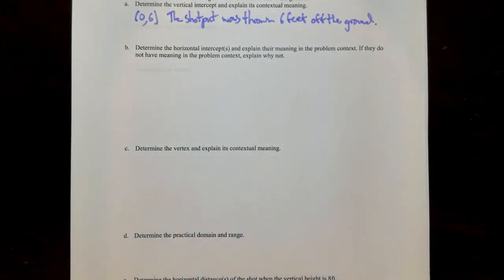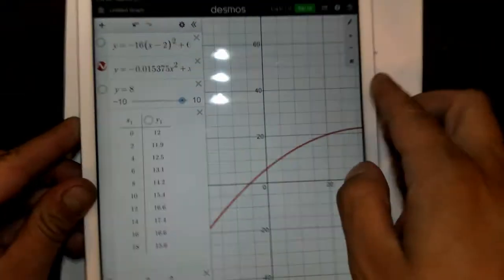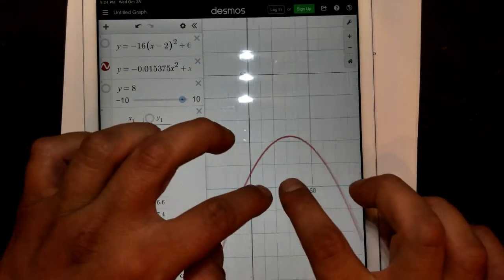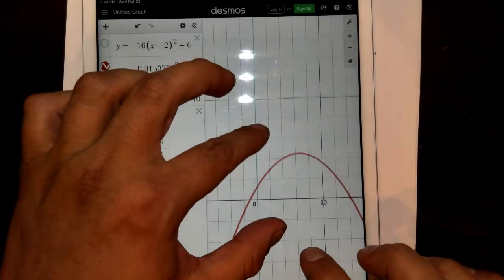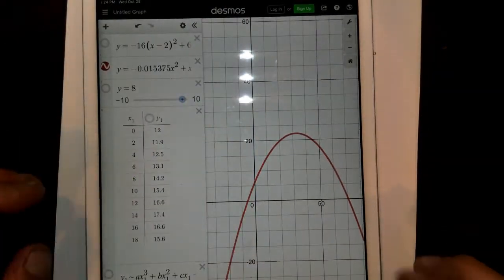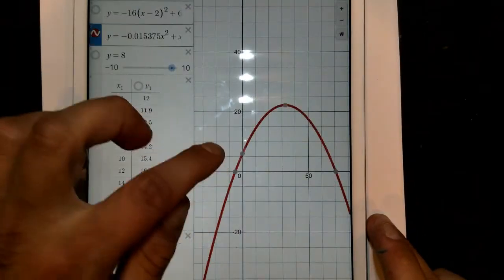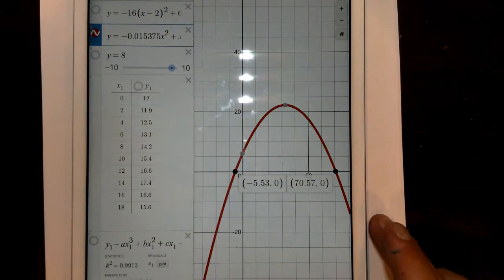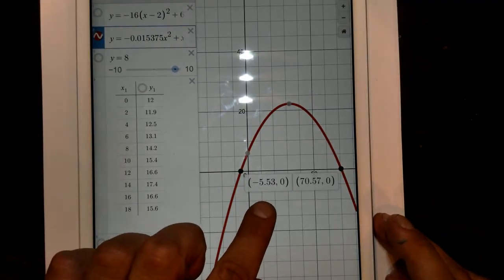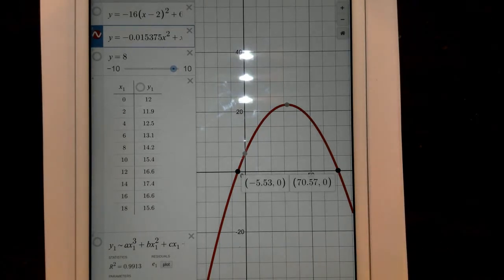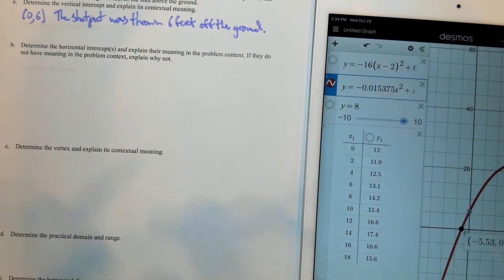So we're going to use Desmos for this again. And I went ahead and graphed this function. I'm just trying to get this so it looks a little nicer. All right. So our horizontal intercepts, we have one at negative 5.53, 0, and one at 70.57, 0. Let's go ahead and write those down.